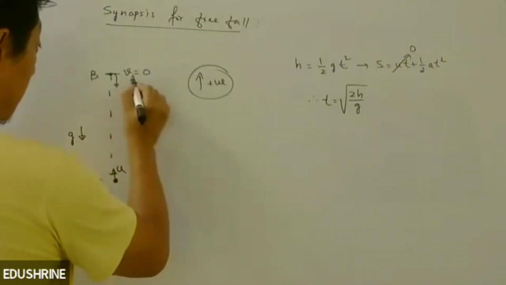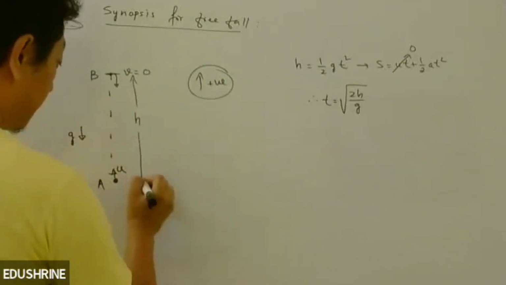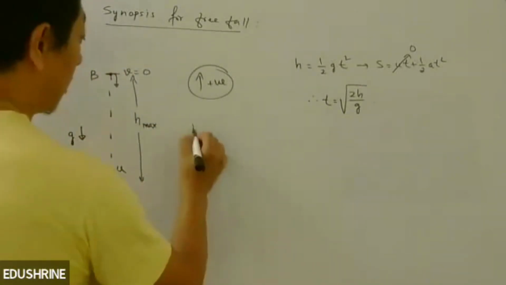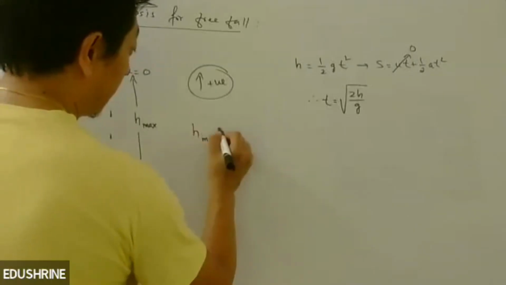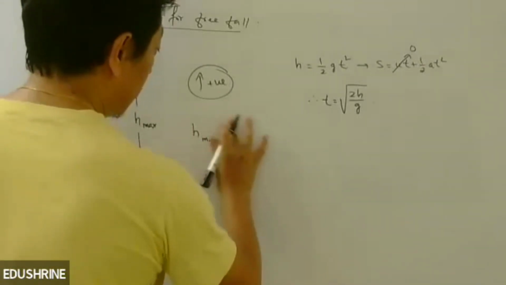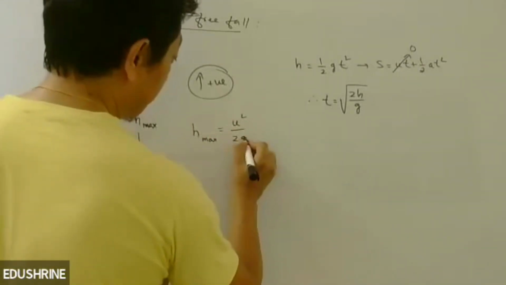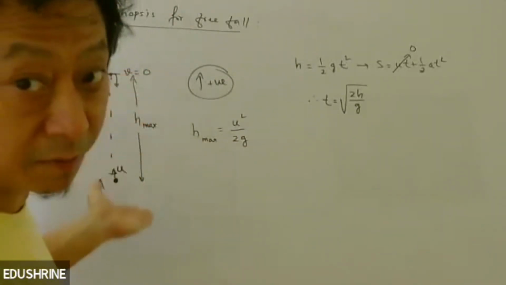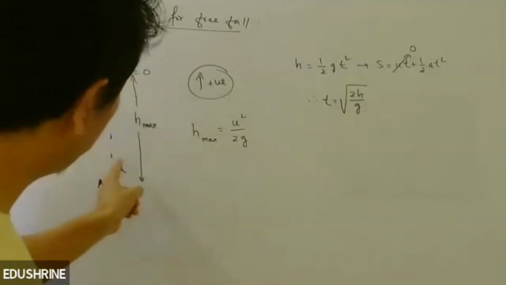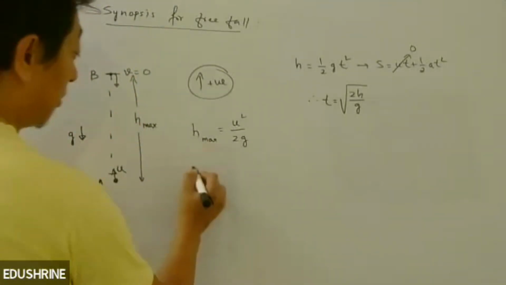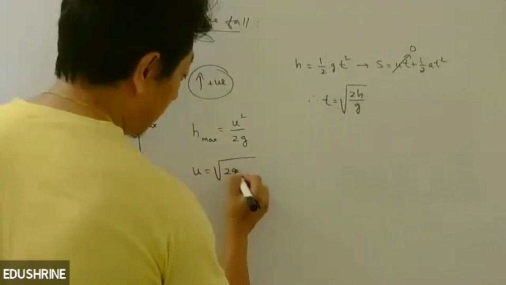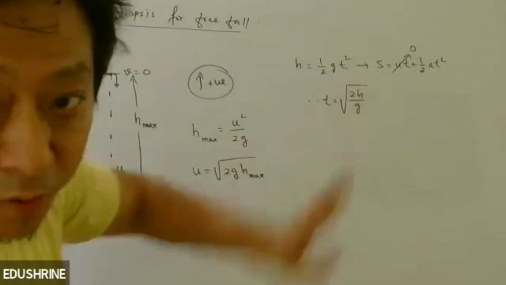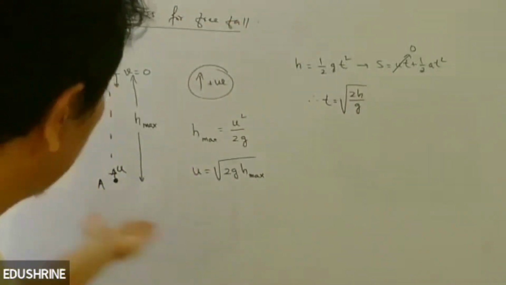Now if they ask you what is the maximum height it travels, from here to here, the formula for maximum height is u squared by 2g. Or if somebody gives you the maximum height and asks you to find the initial velocity, what will you do? Root over 2gh. Similar formula like before, if you remember. But before it was coming down, now it is going up.